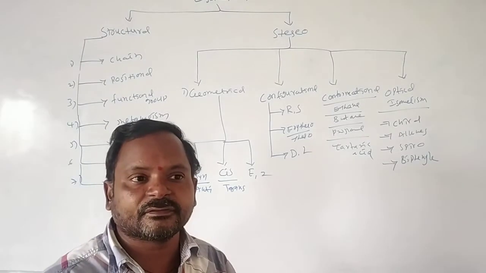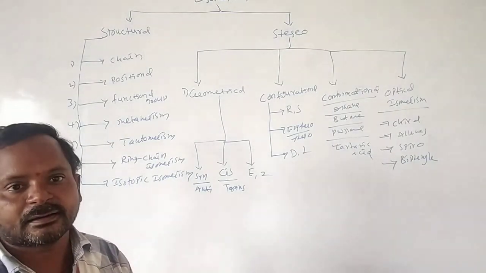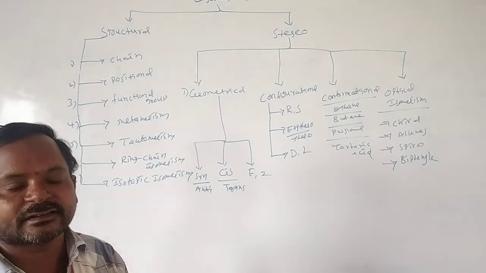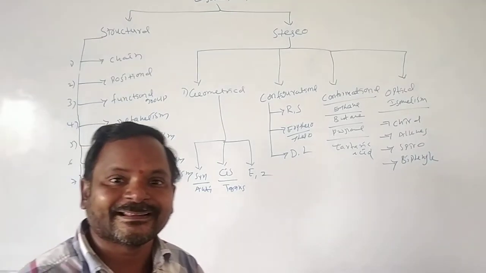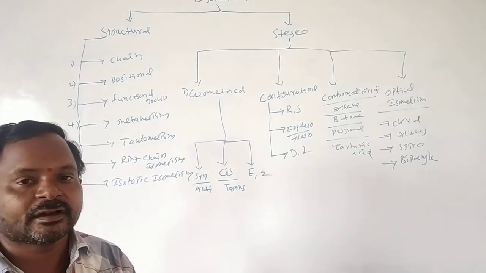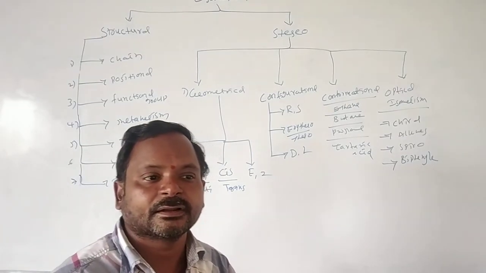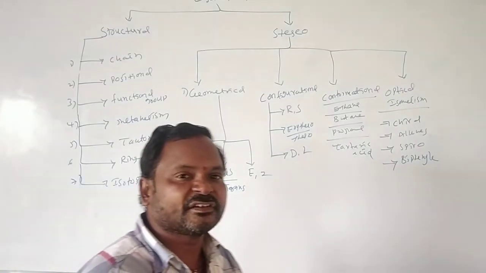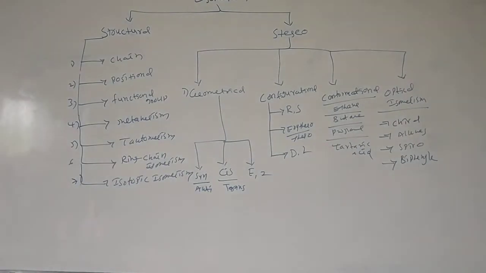In continuation, we will see one more important concept in organic chemistry, that is displacement of electrons. Displacement of covalently bonded electrons. We will see in continuation. Different effects are there: mesomeric effect, electromeric effect, and inductive effect. We will see those effects in continuation.